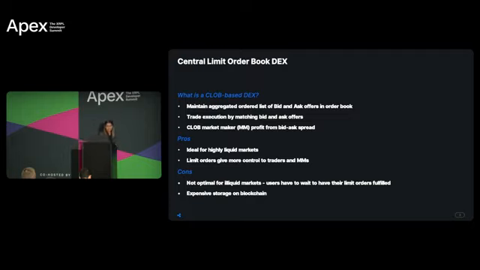However, the downside is that the CLOBs are not as optimal for illiquid markets, because if there are no matching offers for the incoming offers, the traders might have to wait for long periods of time in order for their trades to be executed. And second, I think most importantly, it's really hard to scale order book-based DEXs on public blockchains because of their expensive and limited storage capacity.